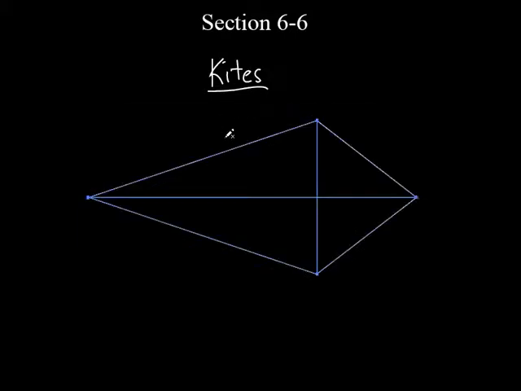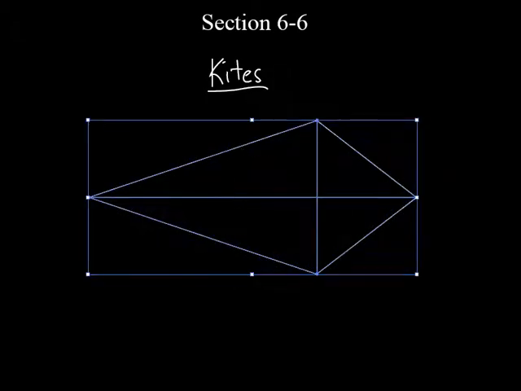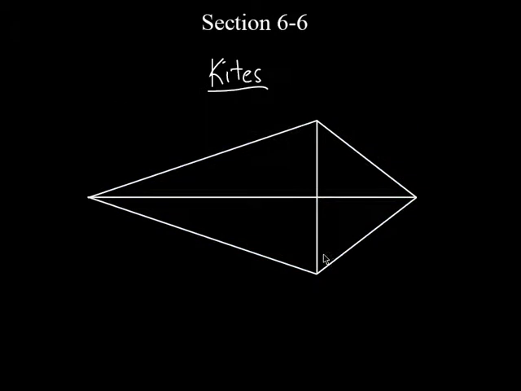So let's just happen to have a kite sitting right here. Isn't that nice? It's convenient, isn't it? And let's talk a little bit about what a kite is. Let's talk about the definition first of all. First of all, the definition of a kite, it's a quadrilateral, all right?